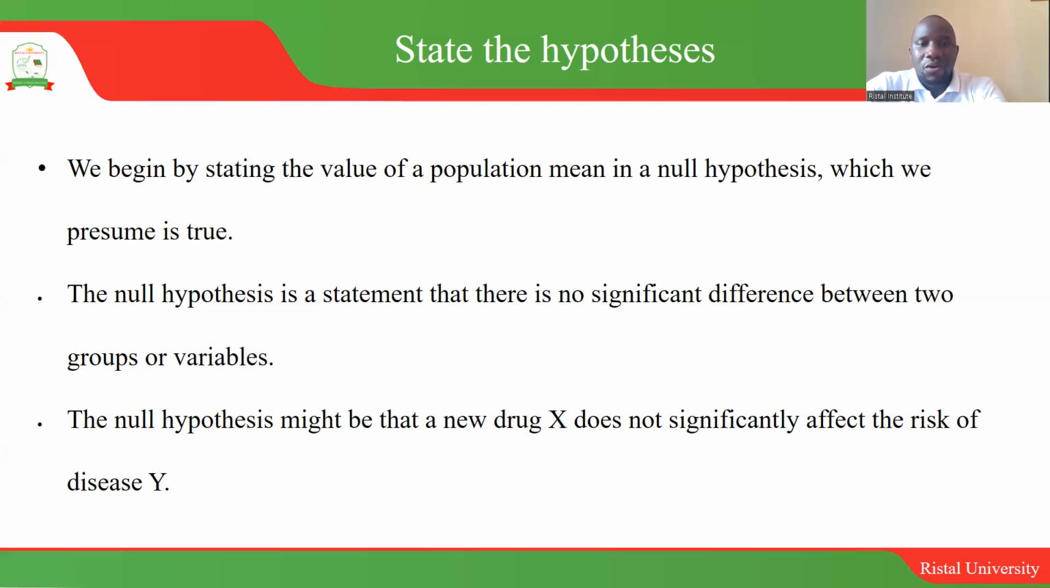Okay, so in our example of a new drug X and the risk for occurrence of disease Y, you're basically going to say that the new drug X does not significantly affect the risk of having a disease Y. That is a null hypothesis.